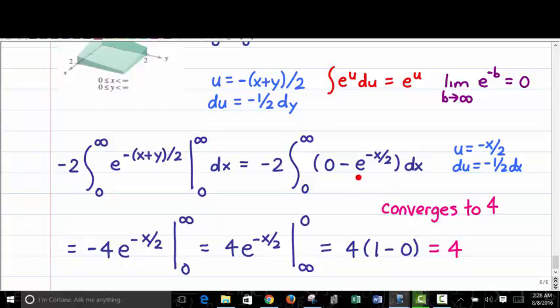Actually, let's see. I think I skipped a step here, because this is positive 2 now, because it's negative 2 times negative, positive 2. So when you do the u du thing, you get another negative 2, which will then make it negative 4. Yes, that's positive 2, makes it negative 4. Put this in there. You'll get 4 times 1 minus 0, which is 4. The end.